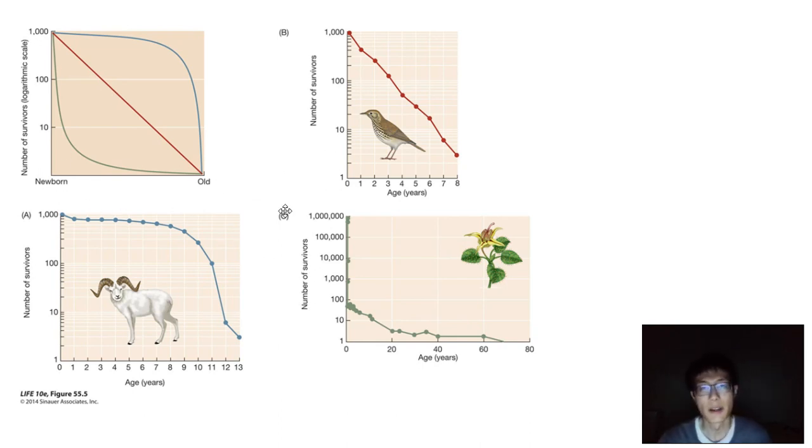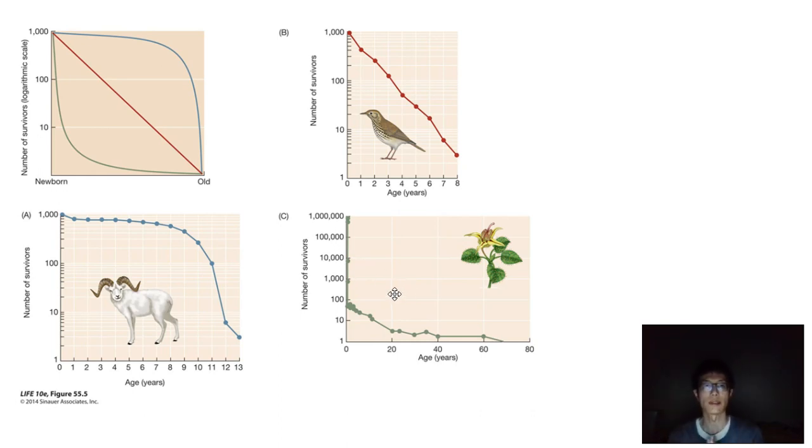And it might be good to know that type 1 is often associated with large mammals like humans, and in this case it looks like Dall sheep. Type 2 often associated with songbirds, so like this thrush over here, I believe. And then type 3 is associated with many types of plants and also other organisms like sea turtles.